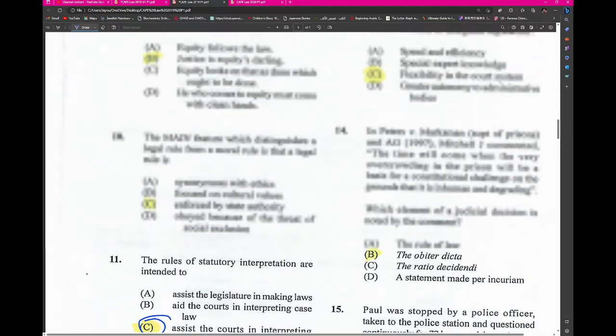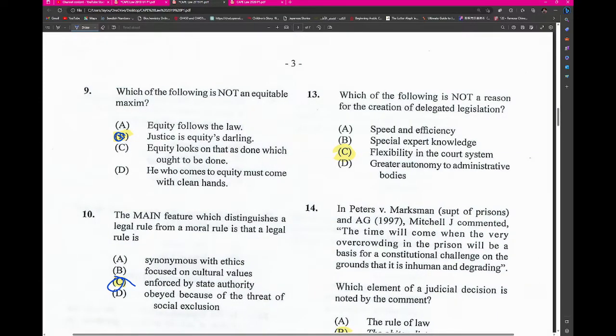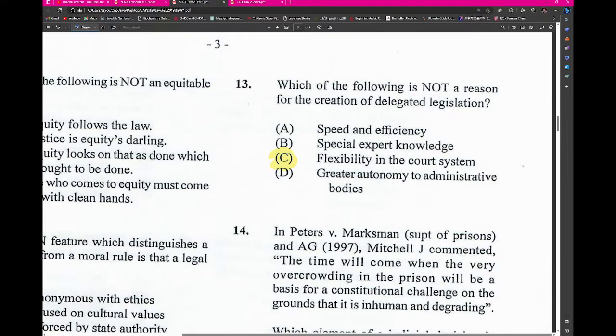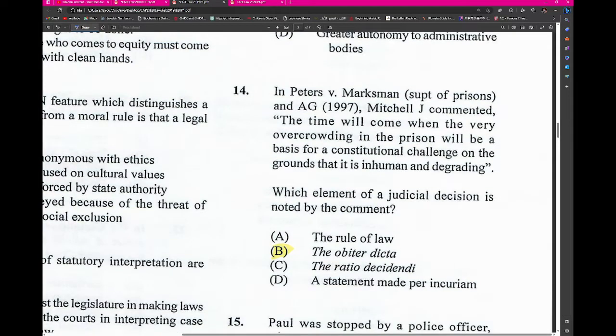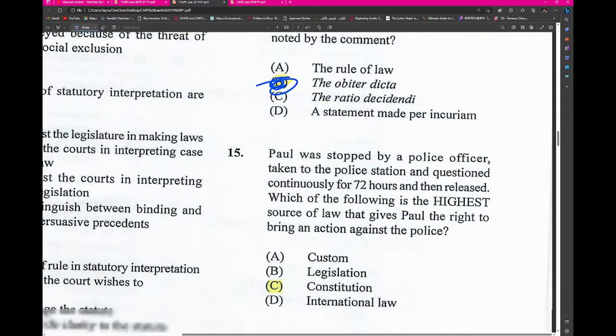that Parliament was trying to correct. Which of the following is not a reason for the creation of delegated legislation and flexibility of the court system? Right, in Peter versus Marksman, Mitchell J commented. It's a comment, not a verdict: obiter dicta.